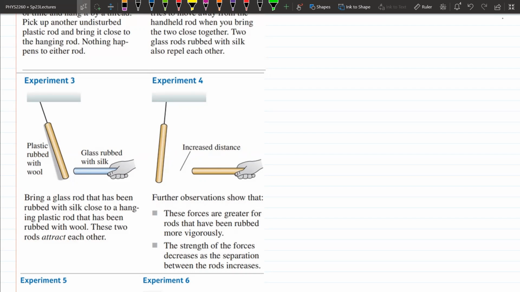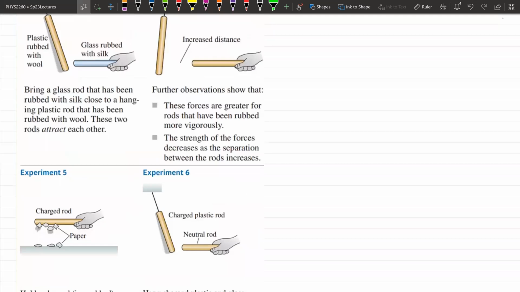There's also a fourth experiment. The force is weaker when it's further apart. The closer you have the two objects together, the stronger it is. So this is another observation that we should take note of before our class on Wednesday.